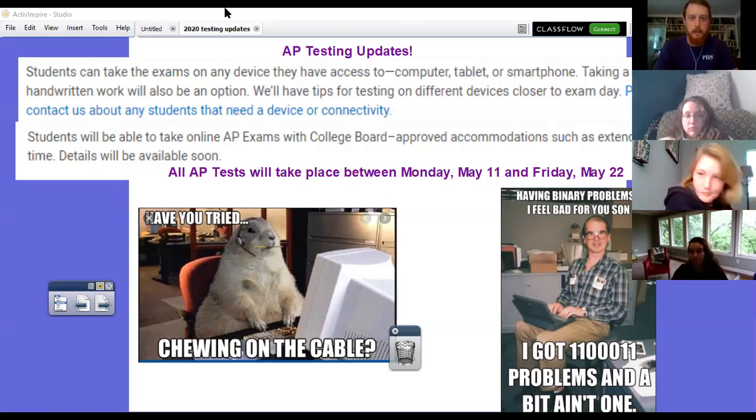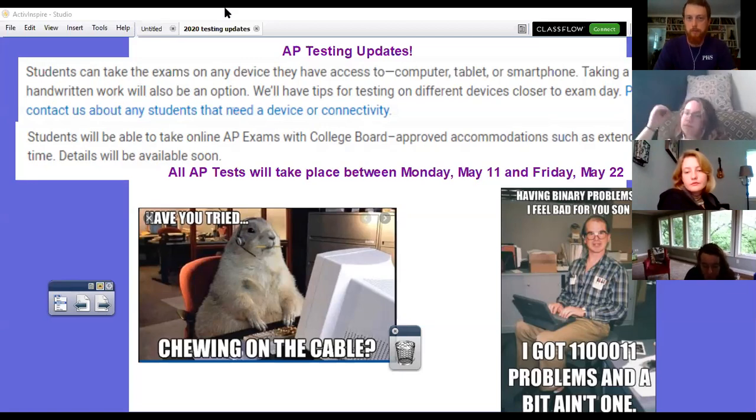So all the AP tests will happen between May 11th and May 22nd. Basically, from what I can tell, they took the original testing schedule and they pushed everything back a week. So originally our test was going to be May 15th. Now it's May 22nd, and we'll talk specifically about that test in a little bit.